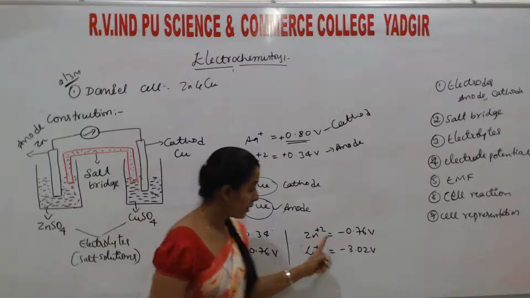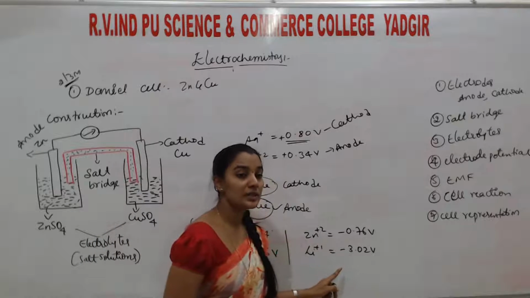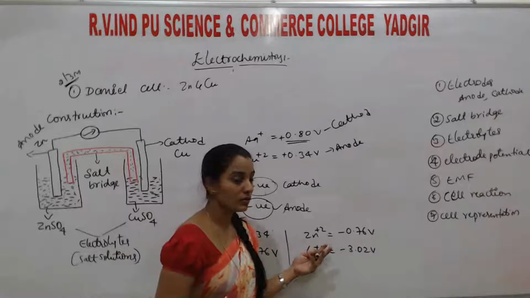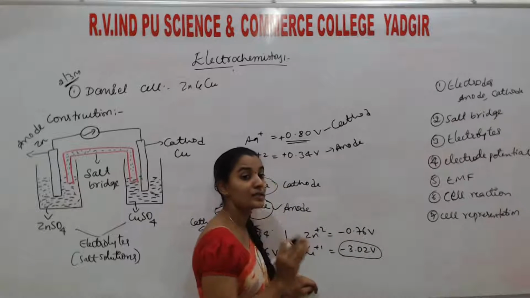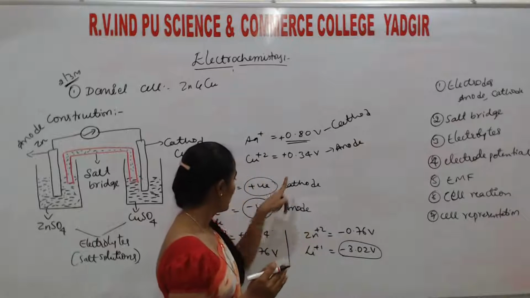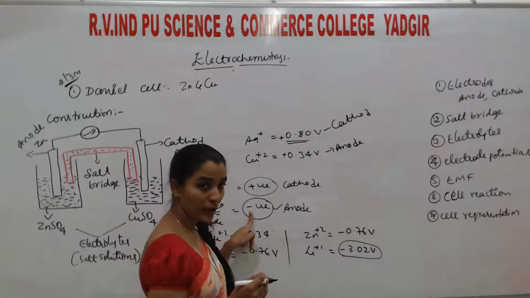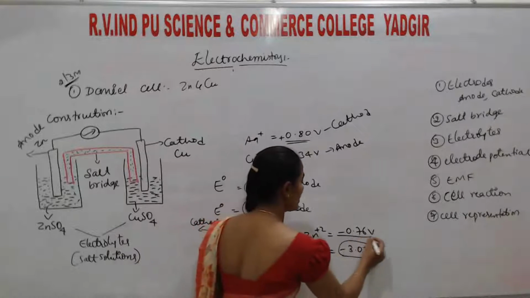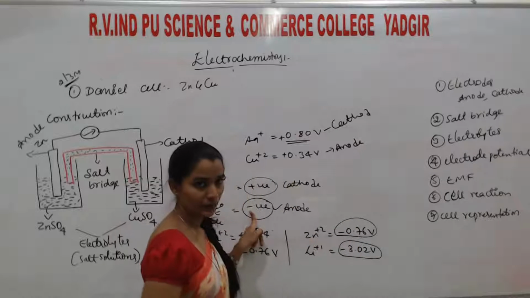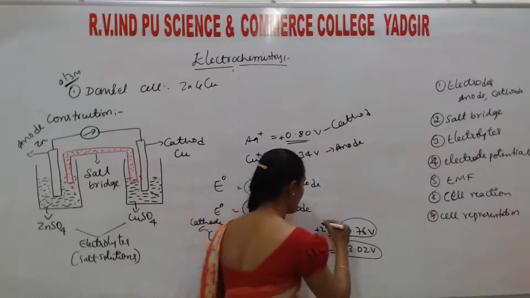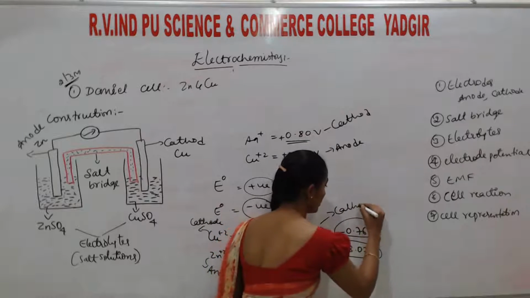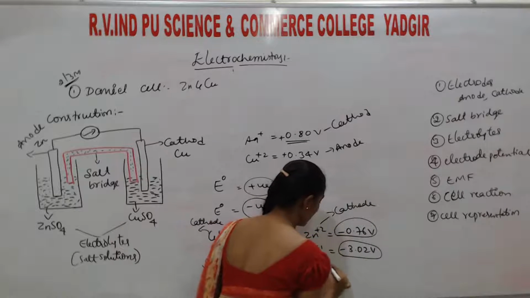Okay? Here, among these two, which one is less negative, which one is more negative? This is more negative, means less positive. Here, more negative. So this one, minus 0.76, less negative, means more positive. Then here, the zinc becomes the cathode, and here it is the anode.